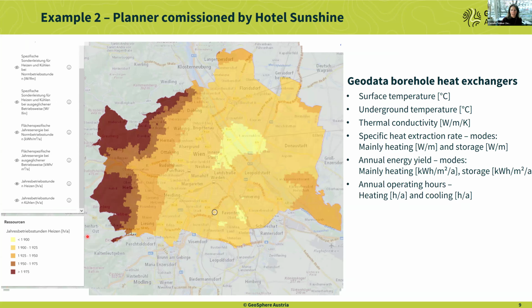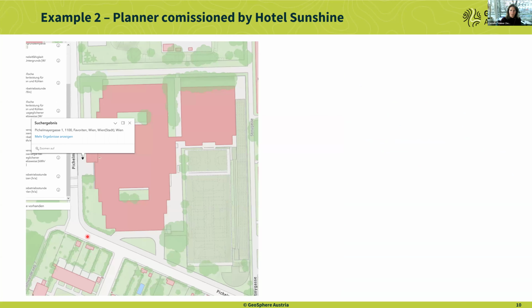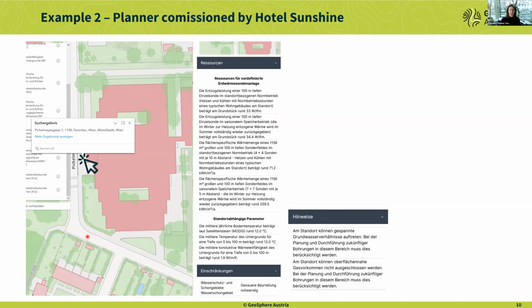And last but not least, the annual operating hours. I already said that this is also important to know, and this was derived from the surface temperature. So these are all static data sets. And again, when you go into the web viewer, click on any location, here in this case, the Hotel Sunshine, you get all the values of these different parameters summarized in this text report.